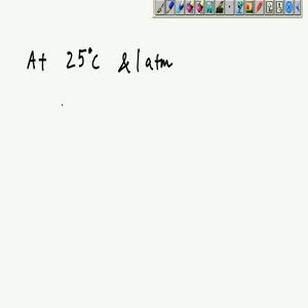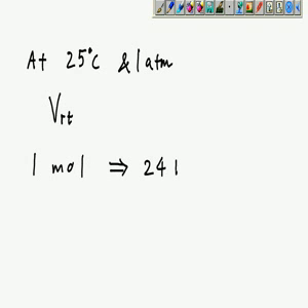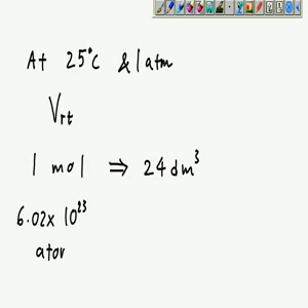So the actual volume occupied by 1 mole of gas would be 24 dm cube. If you have 1 mole of gas, it means you have 6.02 times 10 power of 23 particles, let's use atoms as an example. So all these gas particles will occupy 24 dm cube. So we come up with a general formula. V at room temperature, I'll just put 24 times number of moles. I'll show you some examples.